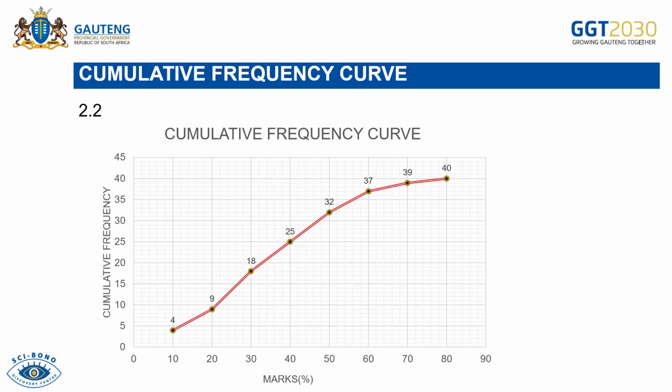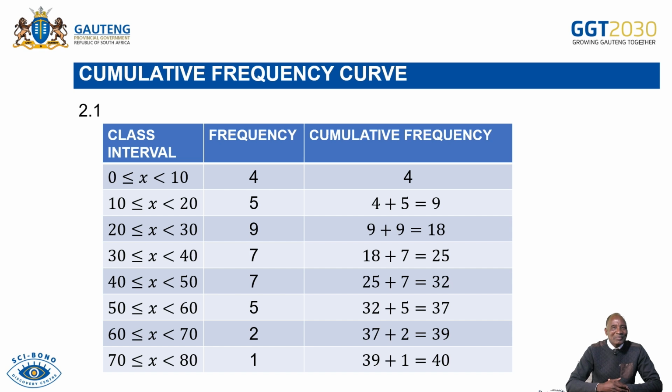And then the next question requires us to draw a cumulative frequency curve. I want you to take your graph paper. You come up with a scale starting from 0 up to 80. From there, you will have your cumulative frequency column upwards, and the highest number should be 40. You can move in 5, 10, 15, 20, 25, 30, 35, 40, and stop there. That is your vertical axis.